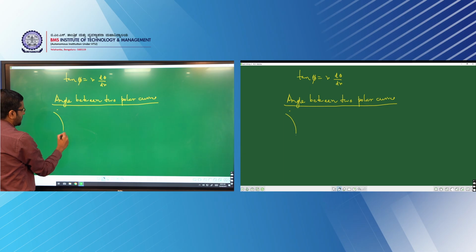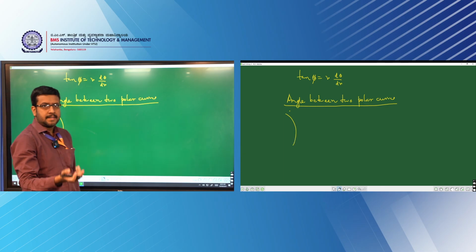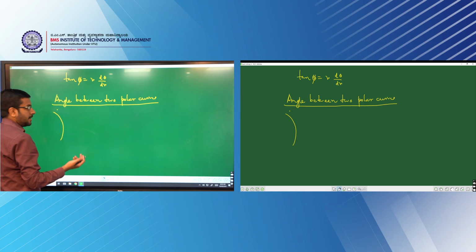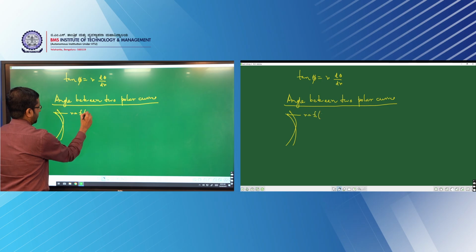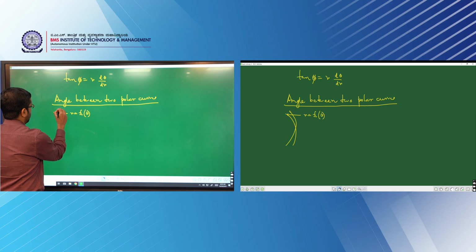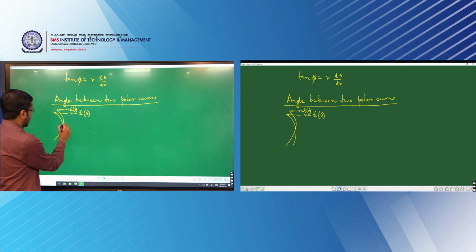Suppose two polar curves are given. One curve is r equal to f1 theta, and the other curve is r equal to f2 theta. I am drawing them like this. One curve is denoted with r equal to f1 theta, and the other curve above is r equal to f2 theta. These two polar curves intersect at the point P.